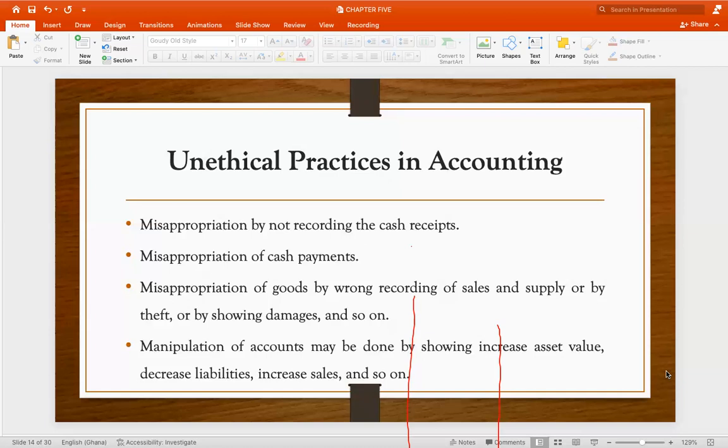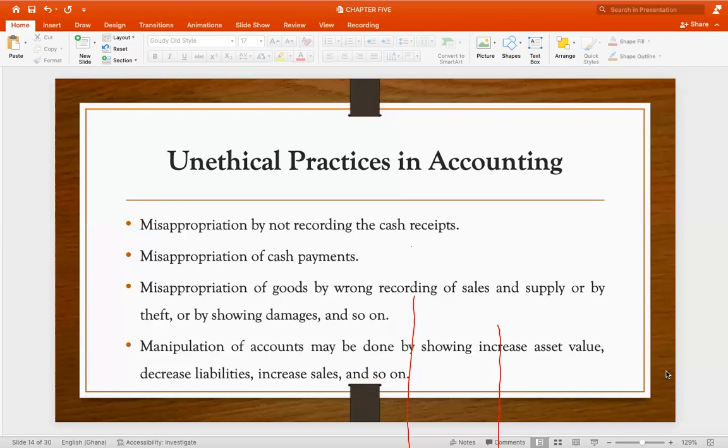And all these things are gymnastics that people really engage in just to make money. And all these are just unethical in the practices of accounting that they are supposed to engage in.